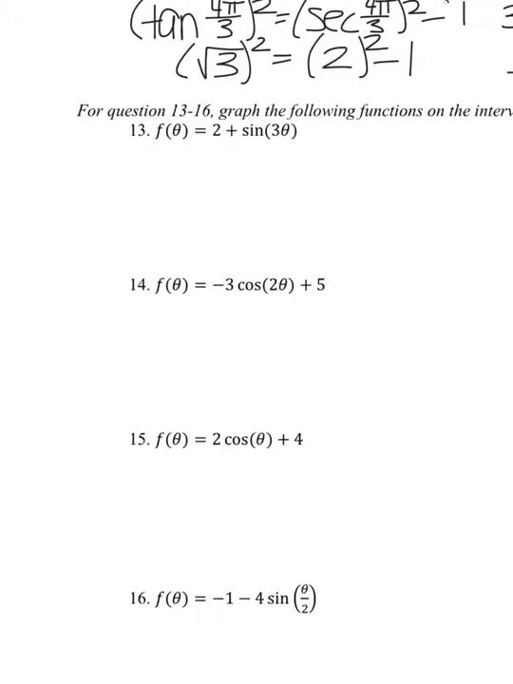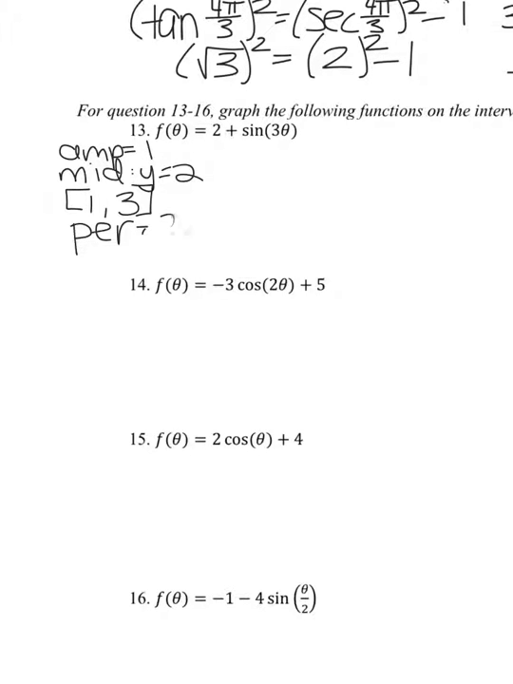So for number 13, the amplitude is 1. It's the number in front of the trig function. The midline is y equals 2. That means that my range goes from, if I have 2 and I go down 1, now I'm at 1, up until 3. The period is 2 pi divided by the b value, which is 2 pi divided by 3.